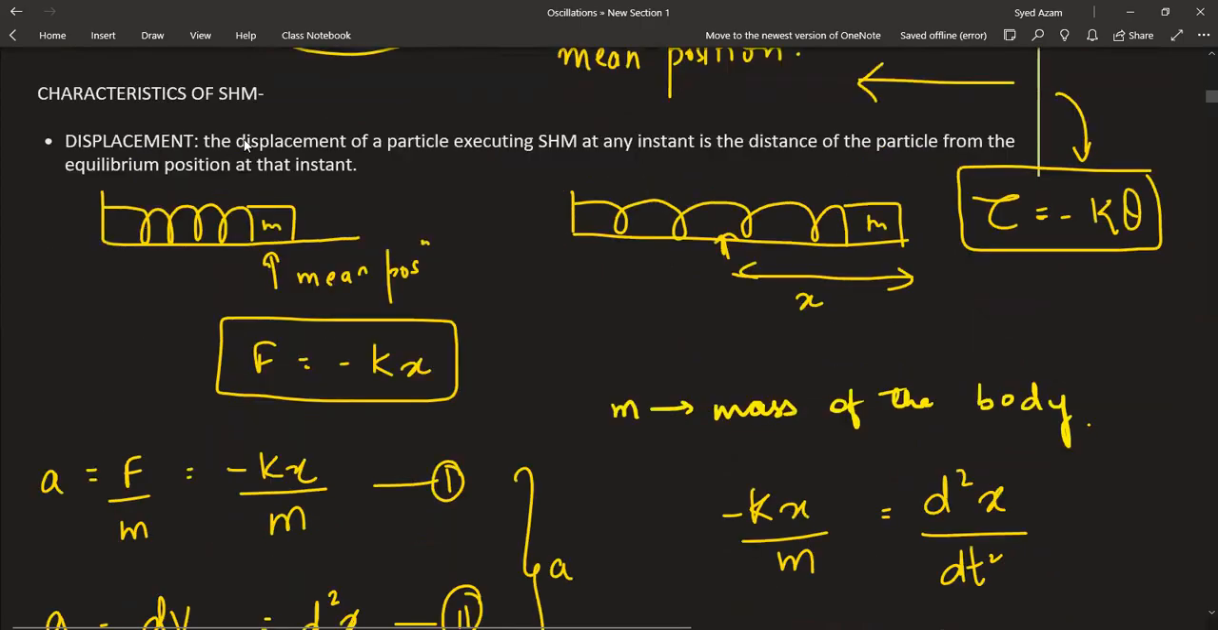Please write from the characteristics of SHM. Is it clear how we got the second order differential equation? That is clear to you? Yes, ma'am. Okay, class. Please copy this.